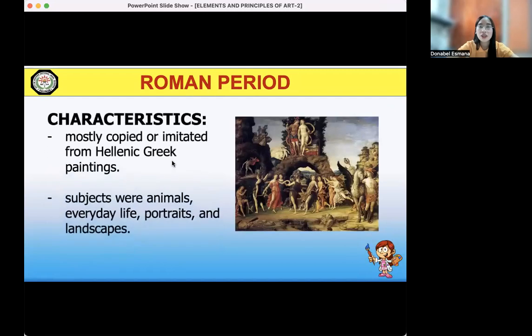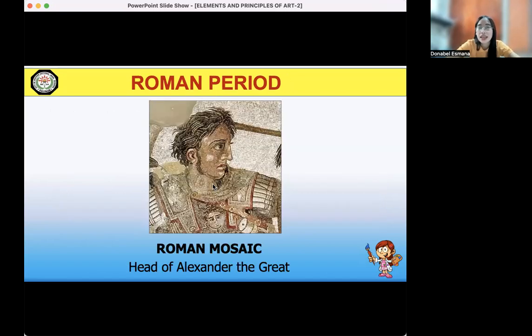Let's now proceed to the Roman period. So, dito na umusbong ang classical or classicizing. When we say classicizing, it is when used in reference to the Roman art broadly influenced by the Greek art. Ibig sabihin po, their arts during the Roman period was mostly copied or imitated from Greek period, from Greek paintings, no? And subjects were also animals, about everyday life, portraits. Sikat na sikat po during this period ang portraits, kagaya na lamang ng portrait ni Alexander the Great.